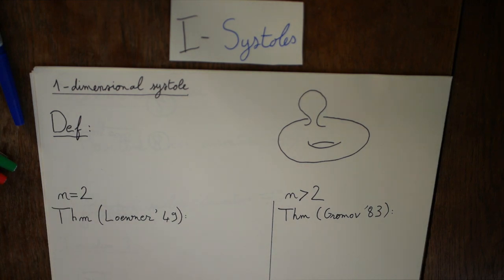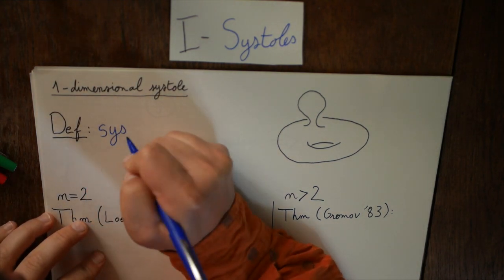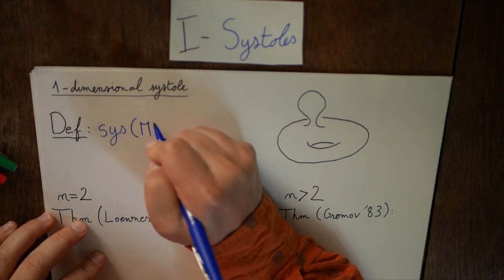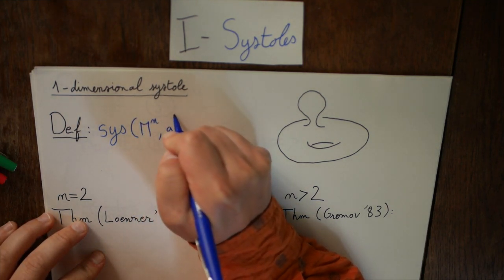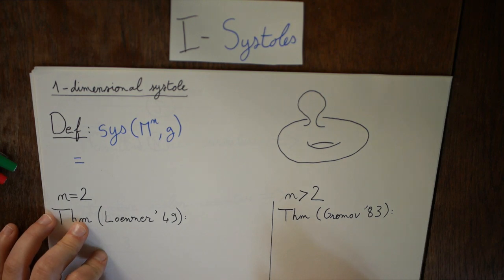So first we will give a brief review of what I know about systoles, which isn't my first field of expertise, so I might forget some stuff, but this is the really basics. So first, let's give a definition of what is usually meant when one talks about systole. So the systole of a Riemannian manifold (M^n, g) is equal to the following quantity.